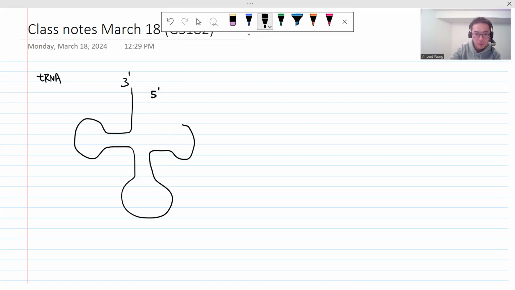And more like a clover leaf structure like that, okay? Now, I'm totally making this up. Let's say this is ACGU, and then on the other side, it would be UGCA. So it's able to kind of stabilize its structure by forming these internal complementary base pairing.